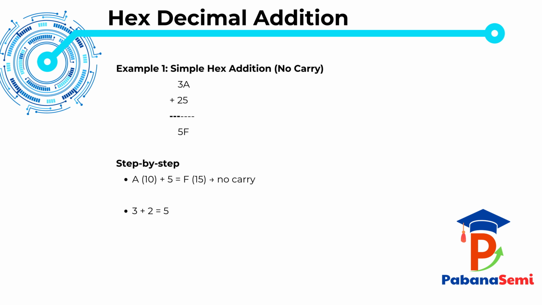Now move to the next column. We add 3 plus 2, which gives us 5. So when we write the result from left to right, the final answer becomes 5F. This example shows that hexadecimal addition works just like decimal addition. As long as the sum is less than 16, we simply write the result and move on.